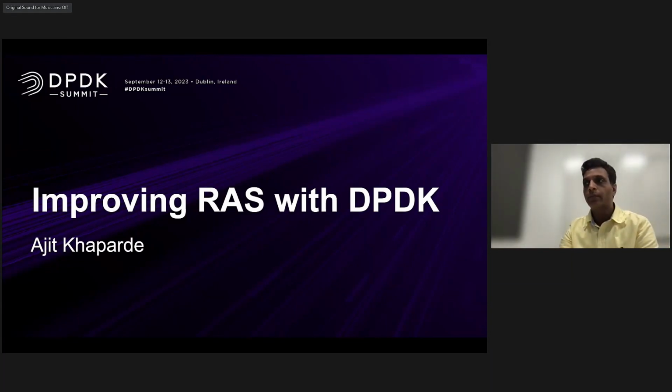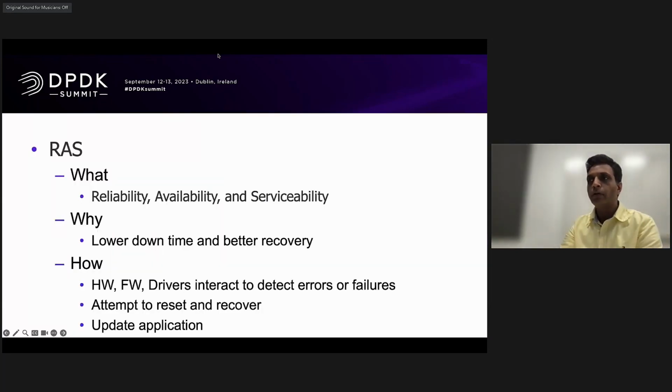For today, I'm going to go over some aspects of RAS and how it can help deployments become reliable. We'll go over some basics of RAS, like the why and how. Let's start with what is RAS. In short, it stands for reliability, availability, and serviceability. So let's dig a little deeper.